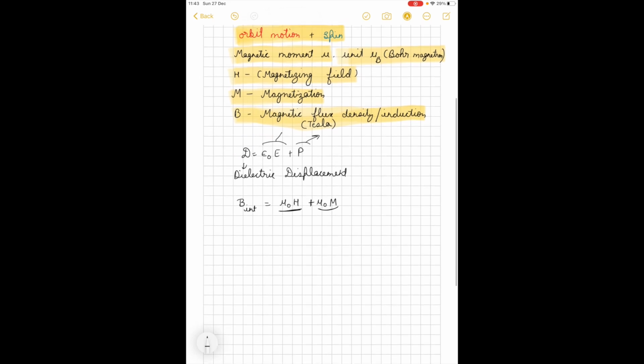Just to distinguish, because last time you had some confusion, I'm denoting this int, which clearly tells you that it's the magnetic induction created inside the material. So I'll just write it down: magnetic induction created inside the material.